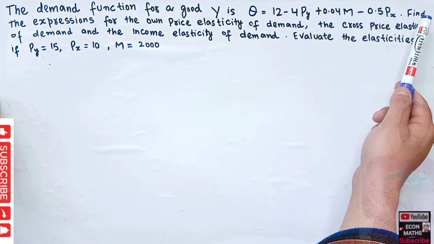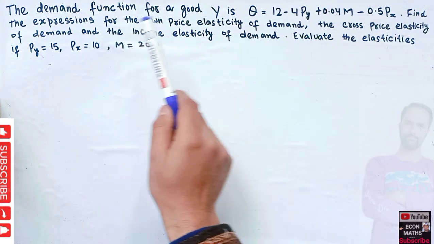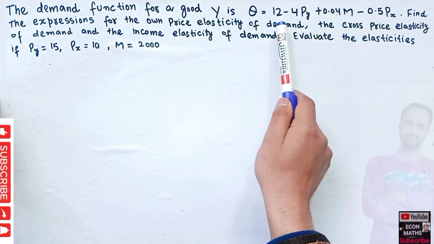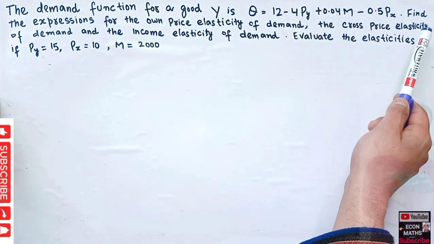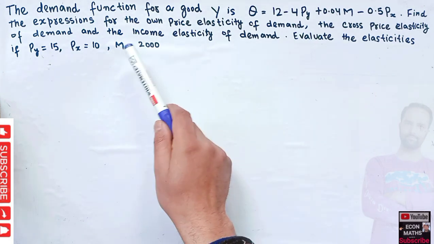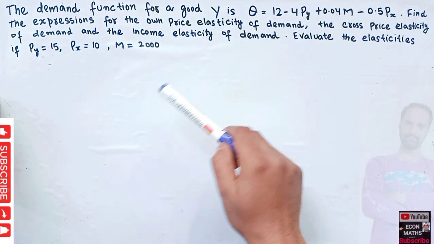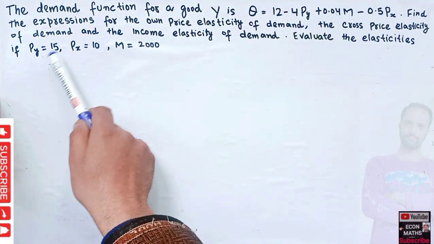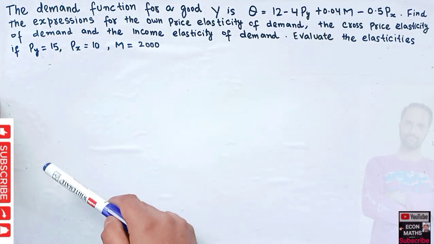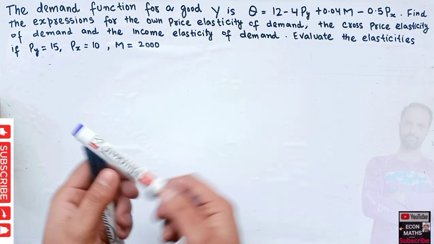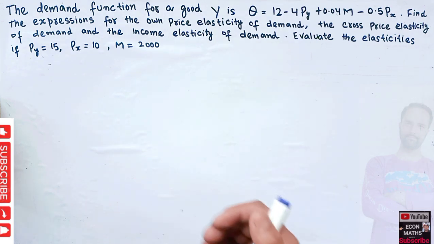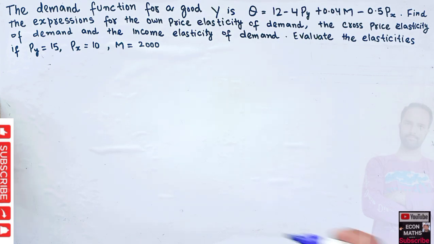Okay, so find the expressions for the own price elasticity of demand, the cross price elasticity of demand, and the income elasticity of demand. Evaluate the elasticities if the price of good Y is 15, the price of good X is 10, and the total income of the consumer is 2000. Okay, so let's try to solve this question.